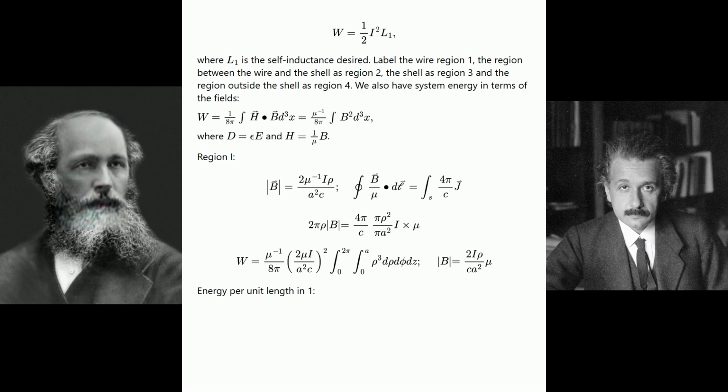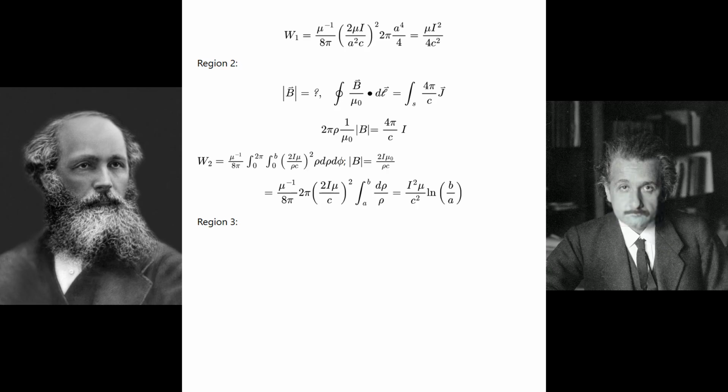Energy per unit length in region 1. Region 2. W sub 2 equals the fraction with numerator mu to the negative 1 and denominator 8 pi, the integral from 0 to 2 pi of the integral from 0 to b of 2I mu over rho c squared rho d phi. The absolute value of B equals 2I mu sub 0 over rho c.